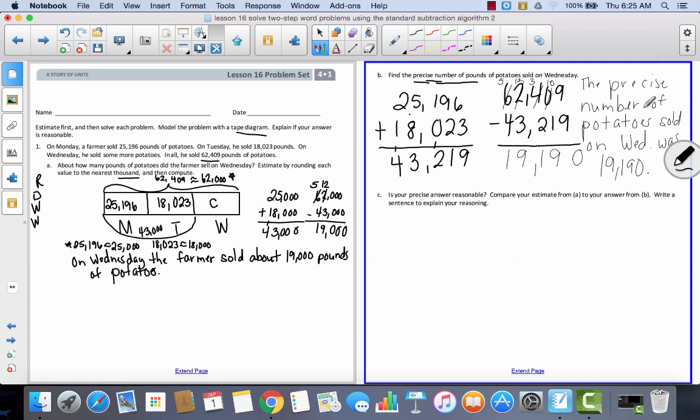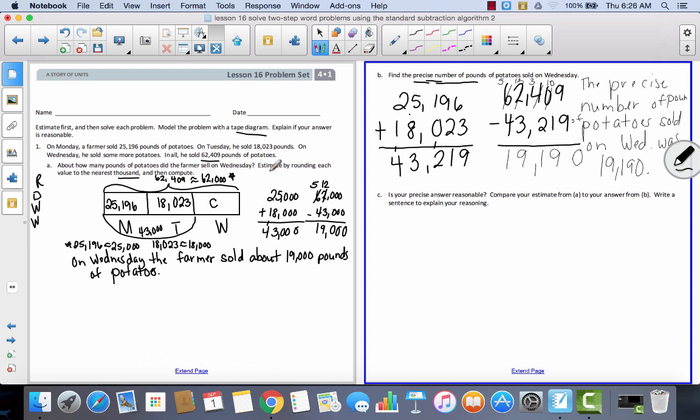This should be precise number of pounds because this isn't the number of potatoes, it's number of pounds. So I'm going to go back up here and write pounds, okay? The precise number of pounds of potatoes sold, because there's a big difference between number of potatoes and pounds of potatoes.